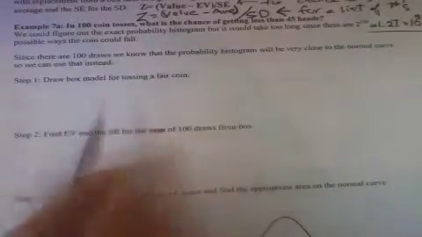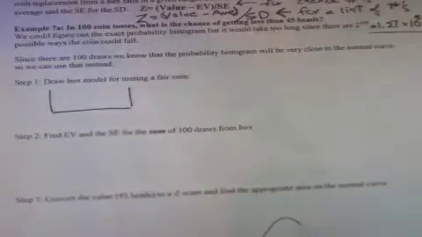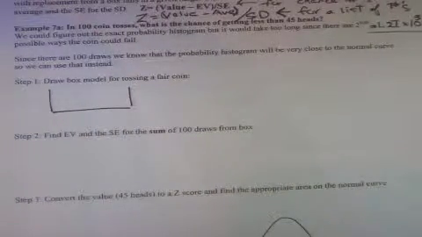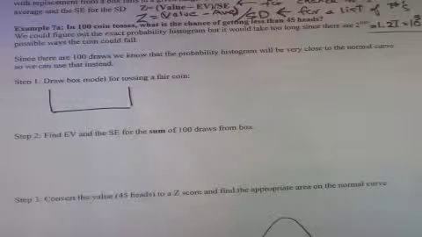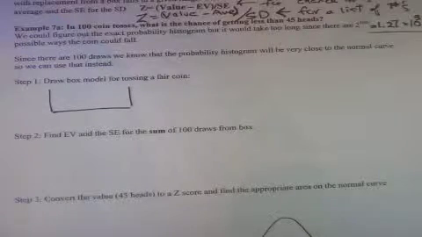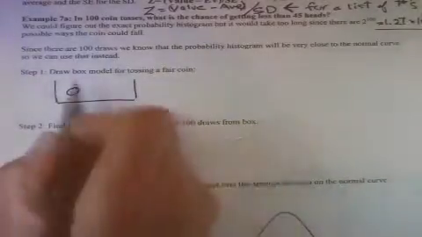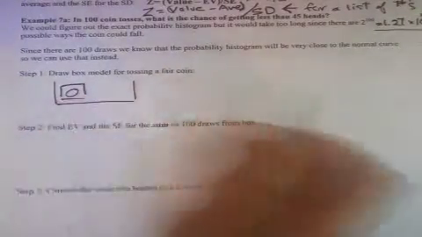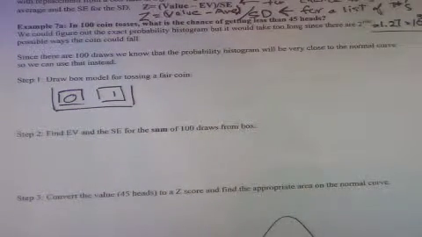So, draw a box model for tossing a fair coin. What should we put in the box? Remember, the key is don't think about it for 100 draws, even though that's what we're doing. Think about it just for a single toss. It's so much easier to draw the box model for a single toss. On a single toss, you could either get 0 heads, which is a tail, or 1 head, with equal likelihood. So that is our box model.